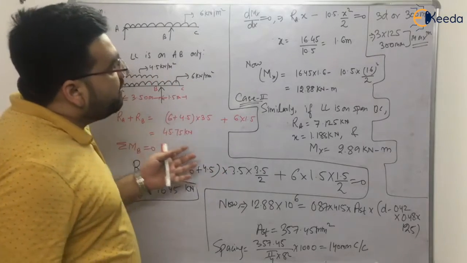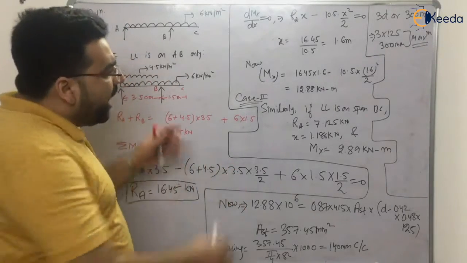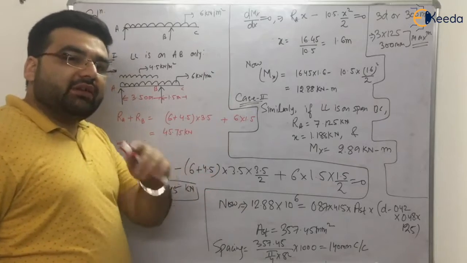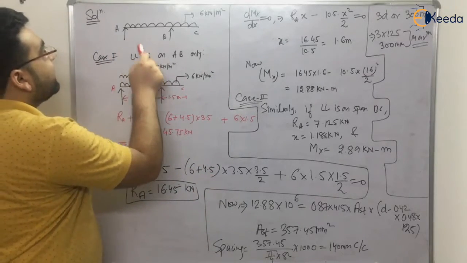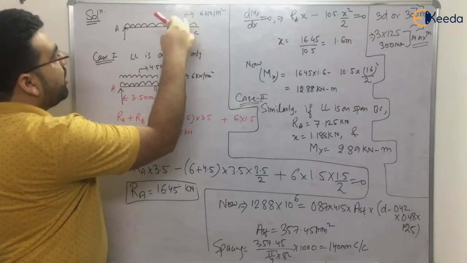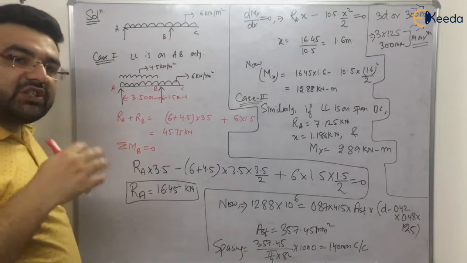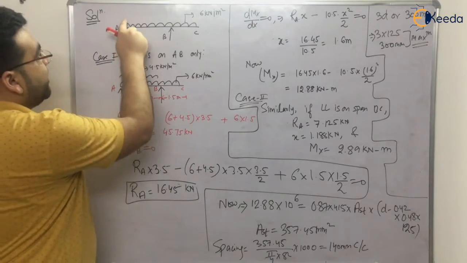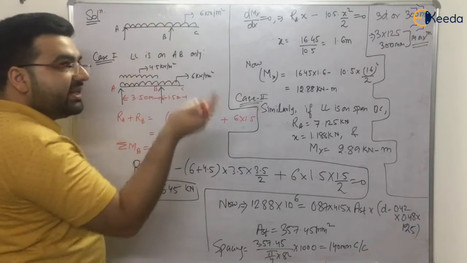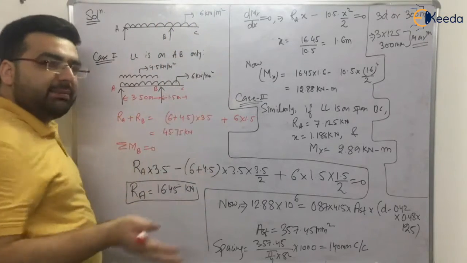So this question will be solved in two cases. I have actually solved this numerical, and now I will make you understand how to solve it. First of all, the first case is the live load on the span AB. First we calculate the maximum moment. I will assume the live load is at AB, and then I will assume the live load is at BC. Simple, right?